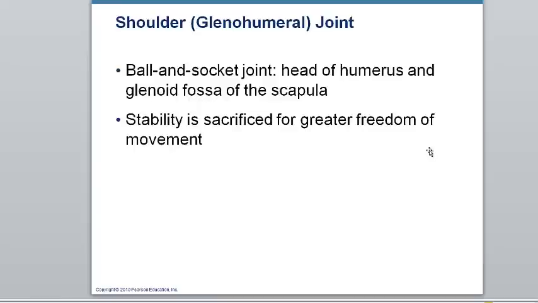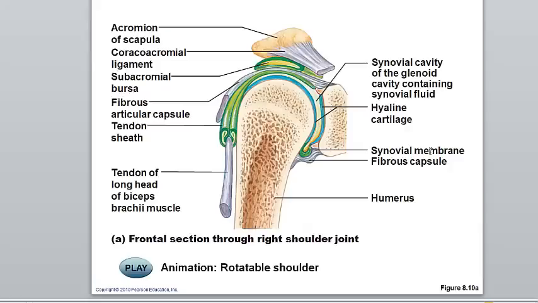Let's move on to your shoulder joint. The shoulder joint is the most movable joint that you have. Because there's so much freedom of movement, it compromises its stability. If you remember from the scapula, we talked about the glenoid cavity. The glenoid cavity found in the scapula is very, very shallow. That's right over here. You can see the head of the humerus sits here, and here's the glenoid cavity. And you see how shallow it is?